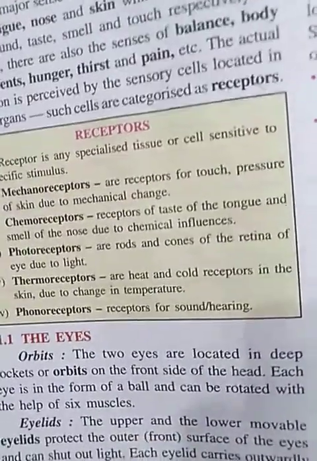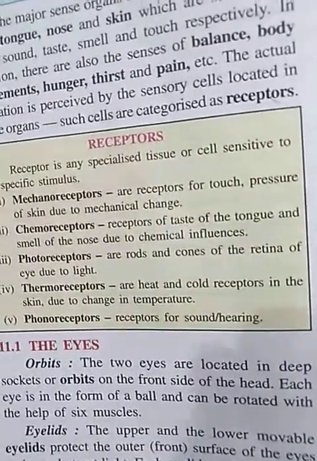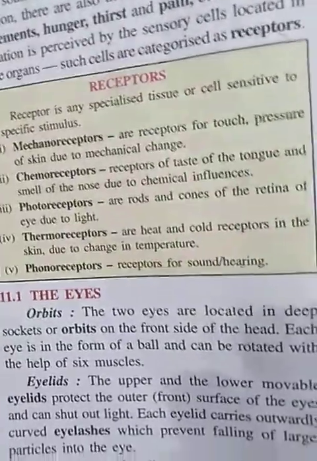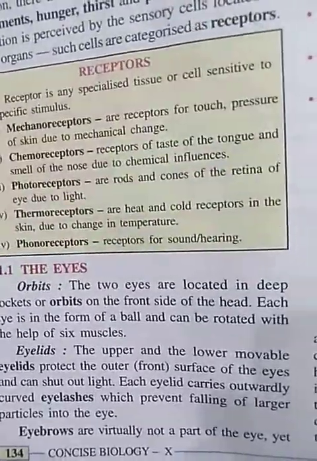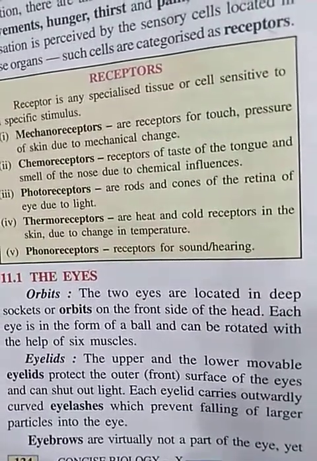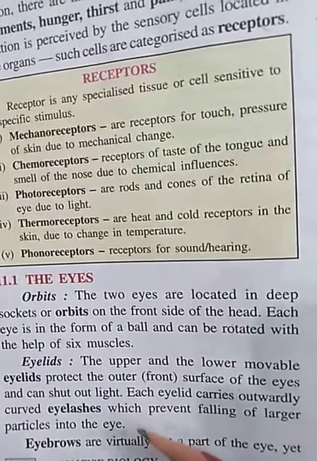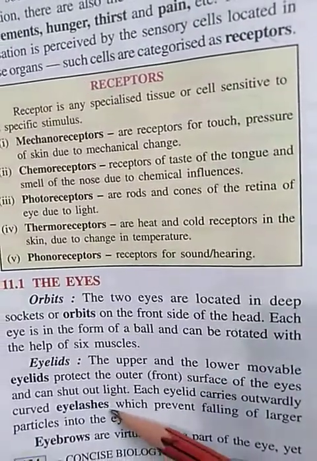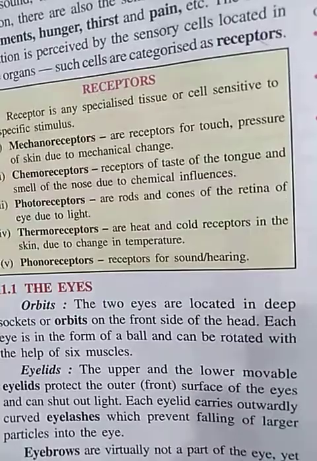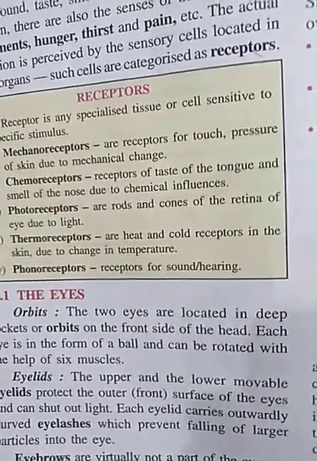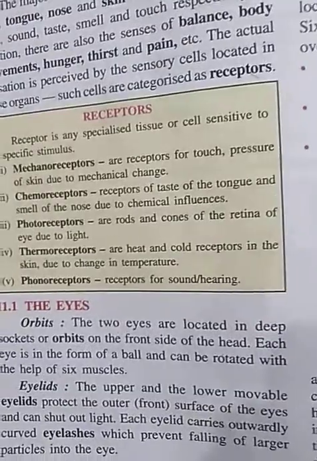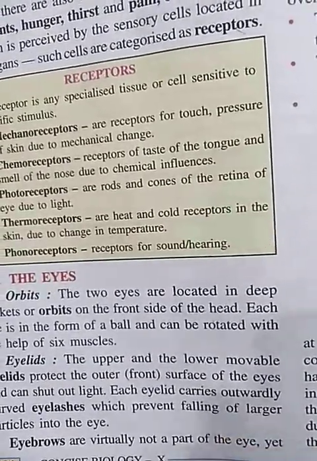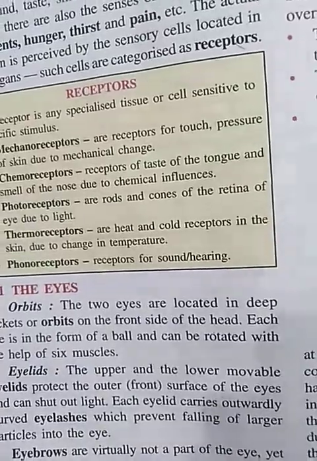Now the eyelids are the upper and lower movable parts of the eyes, and the main function of our eyelids is to shut out light. And there are also eyelashes attached to our eyelids, and they prevent larger particles from falling into the eyes. Now students, we discuss eyebrows. Eyebrows are virtually not a part of the eye, but they have a special protective function. Means they prevent raindrops or trickling perspiration from getting into the eyes.